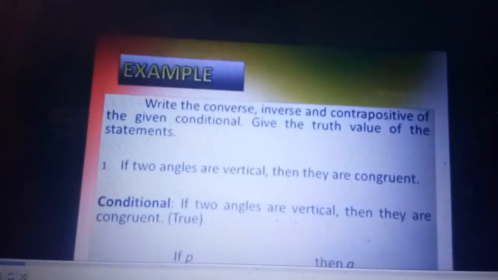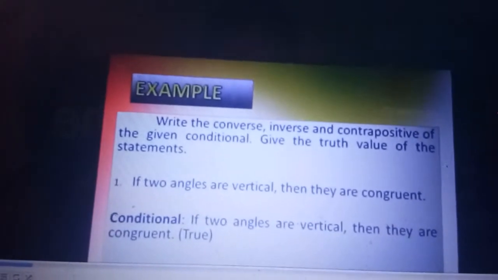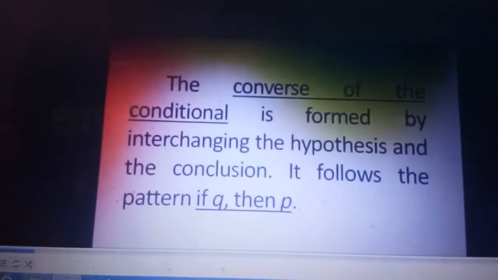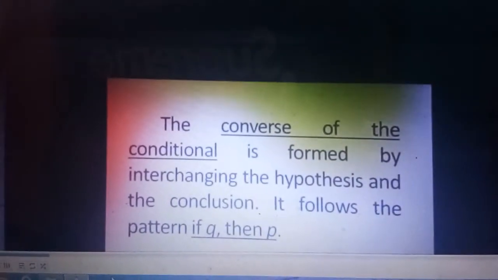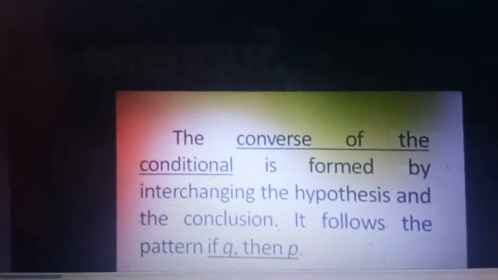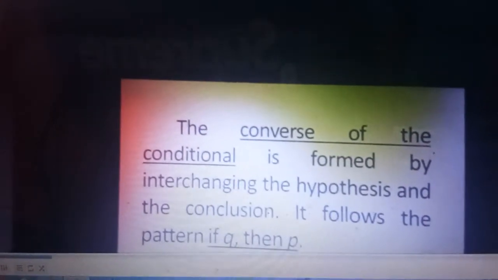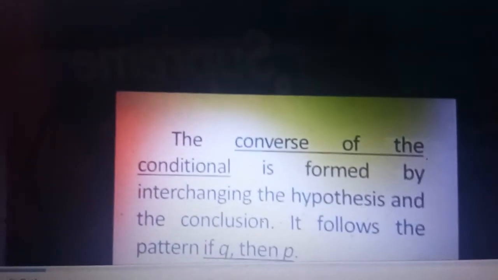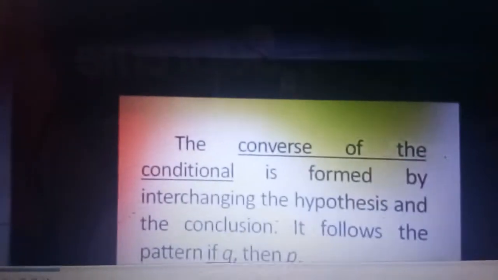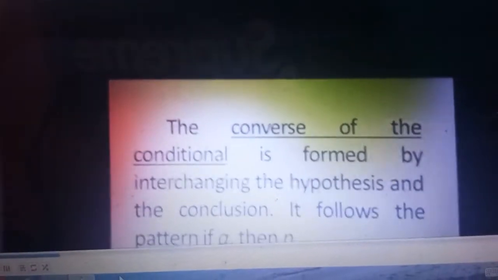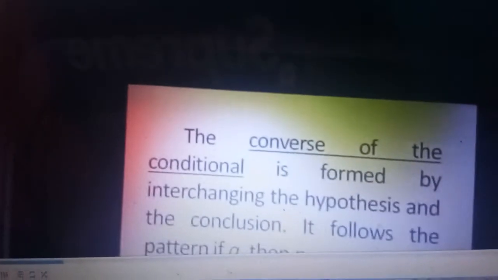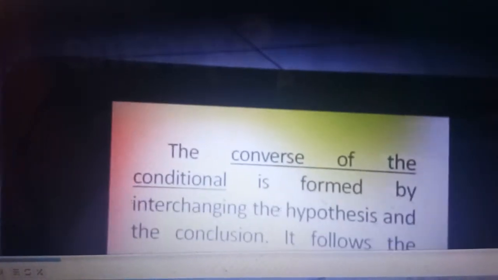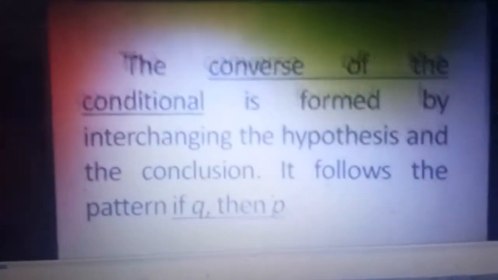So let us have the converse. The converse of the conditional is formed by interchanging the hypothesis and the conclusion. It follows the pattern if Q, then P. It means we're going to interchange the hypothesis to be our conclusion, then the conclusion will become the hypothesis. So let us find out the converse of our conditional.